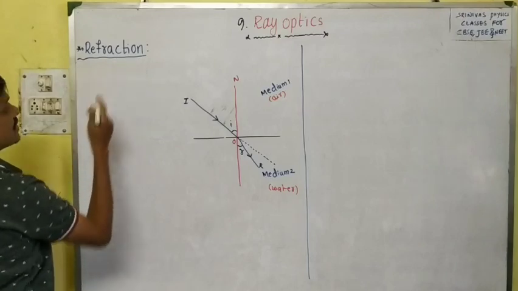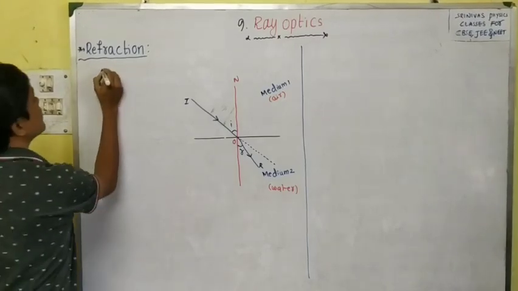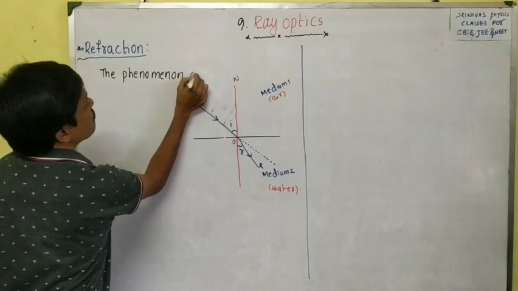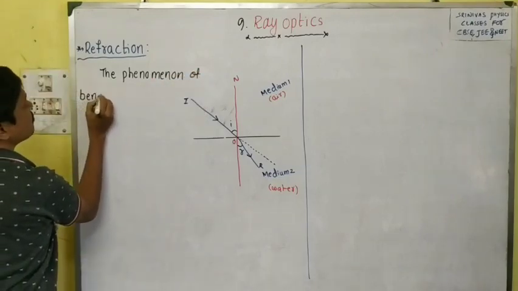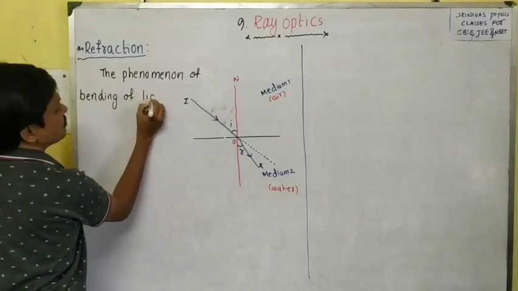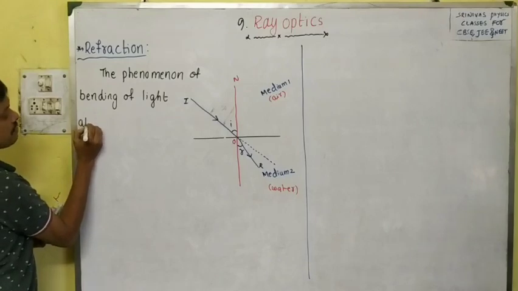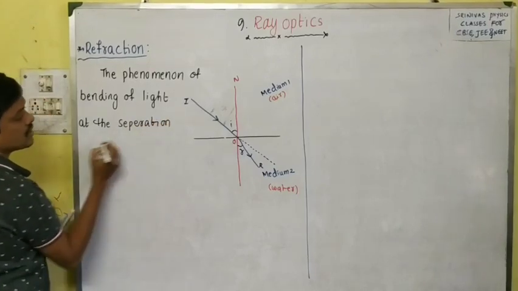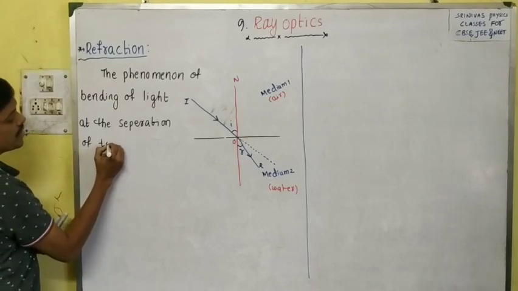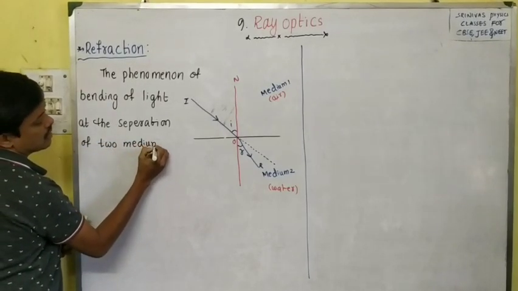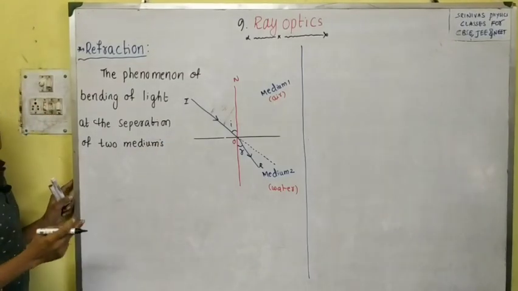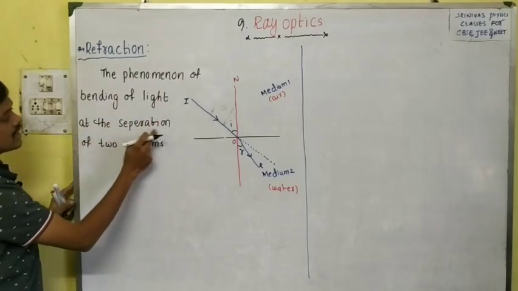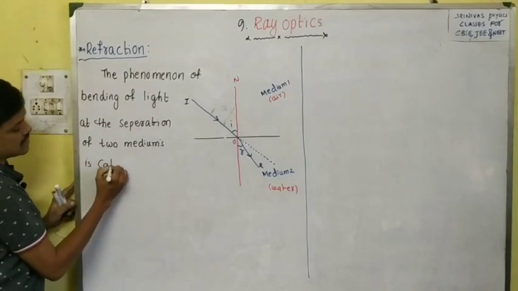Before that, what is refraction? The phenomenon of bending of light at the separation, or at the boundary, of two mediums. When light moves from one medium to another medium, it bends at the separation of two mediums. This phenomenon is called refraction.